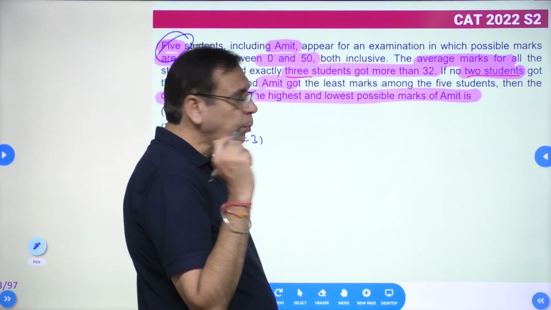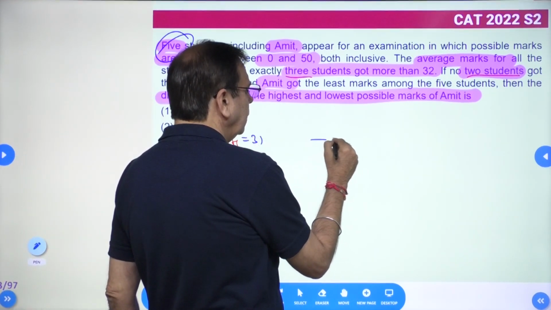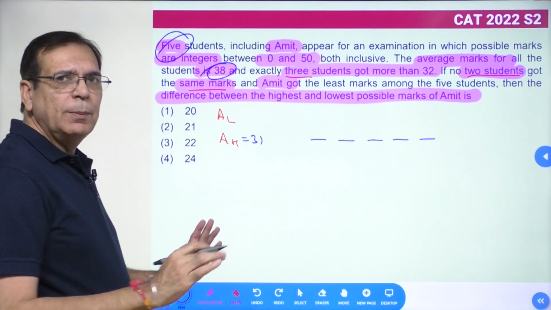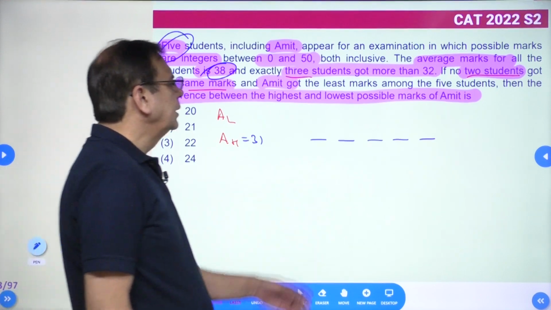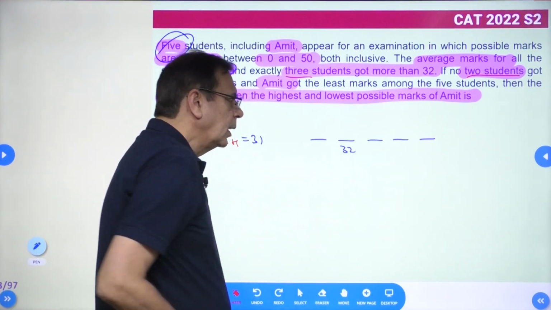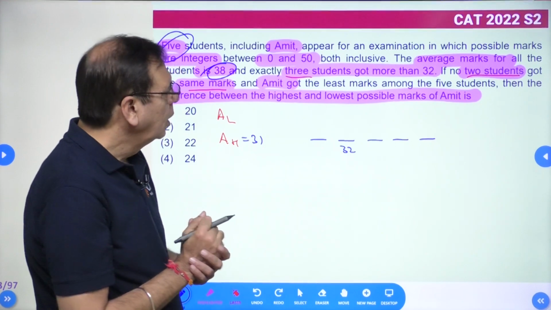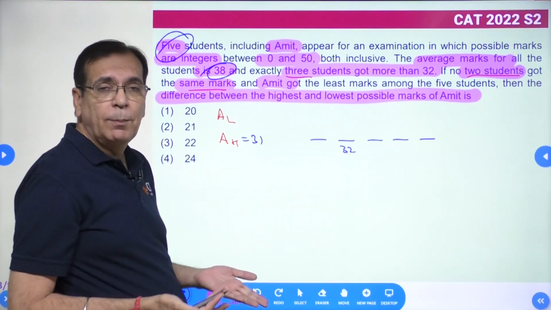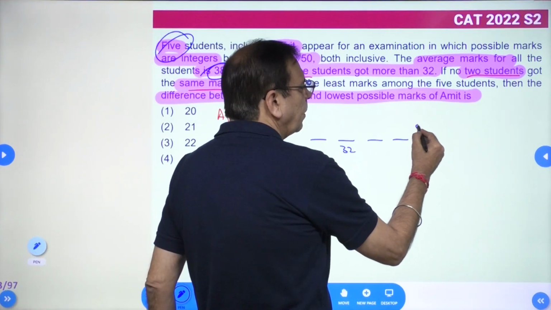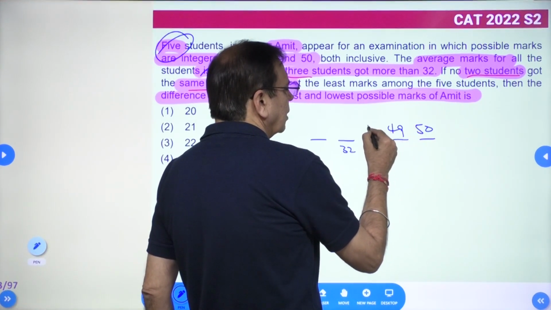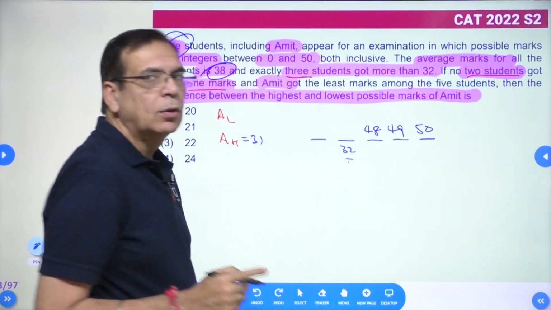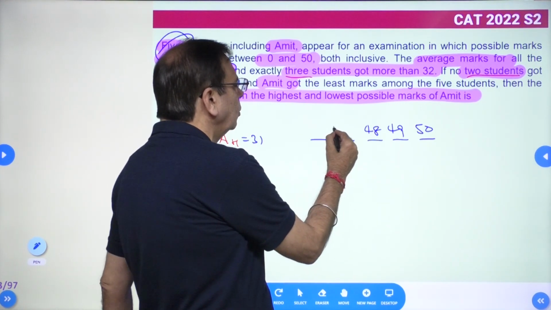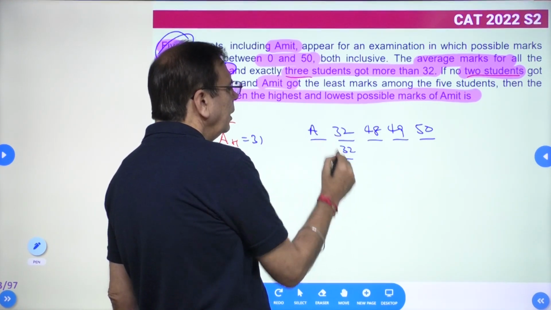If I have to look at the lowest possible score of Amit, what will I do? 1, 2, 3, 4, 5. Now exactly 3 people are higher than 32. So this is my 32 score, 3 above it, and Amit obviously lower. If I want Amit to be the lowest possible, I want the other 4 to be the maximum possible. So take this as 50, take this as 49, take this as 48. And since the 4th person cannot be more than 32 because there are only 3 people more than 32, the 4th person is 32 and this is Amit.